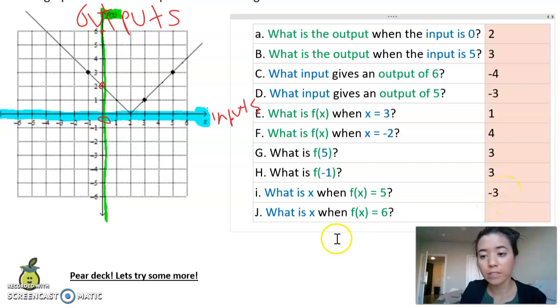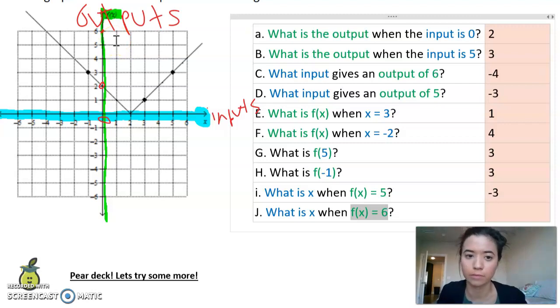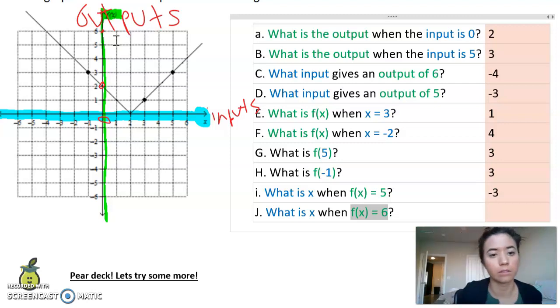All right, now last one. What is x? So again, you're given your green one. What is x when f of x is 6? So find when f of x equals 6, and then follow that over left or right and tell me what the x value is here. Pause me and do that. All right, so when f of x equals 6, that's right up here. It crosses my graph here, so my x value was -4.